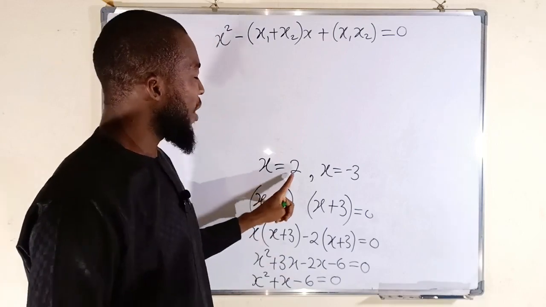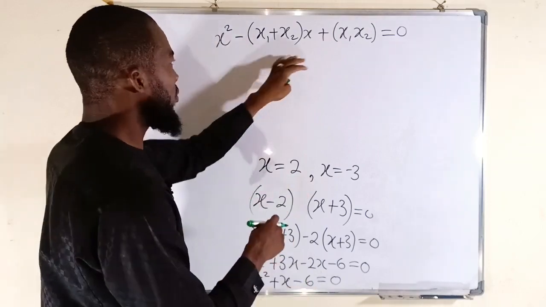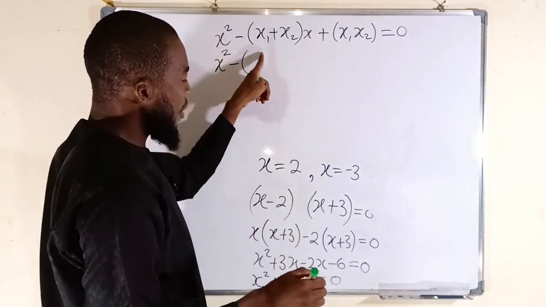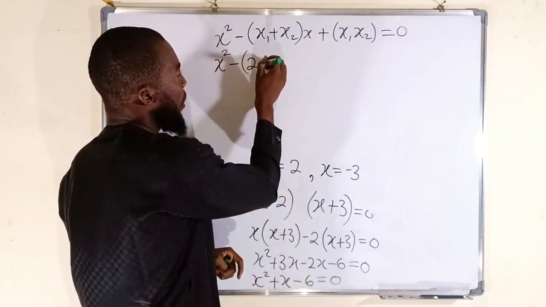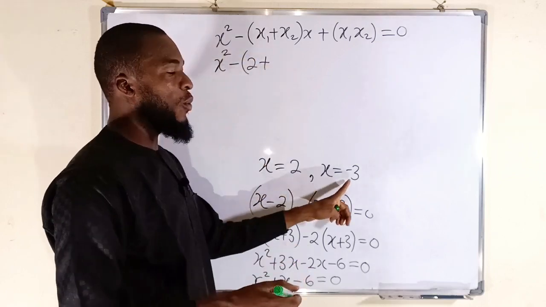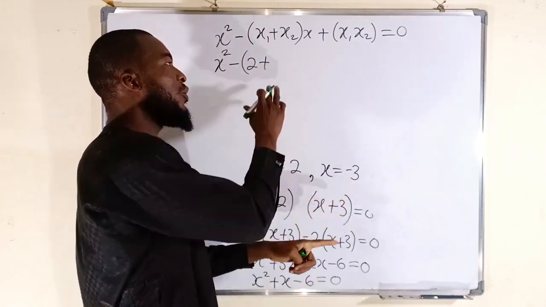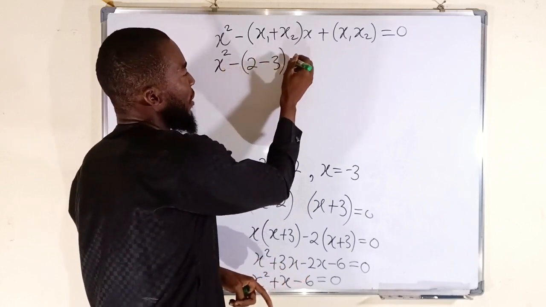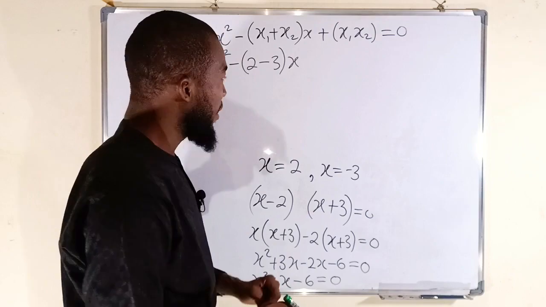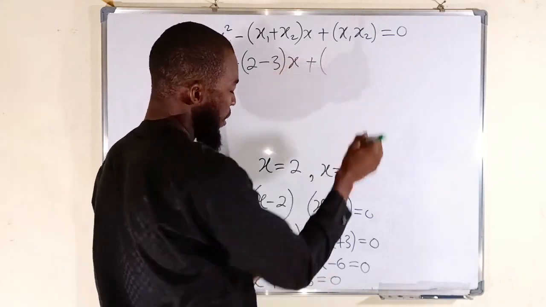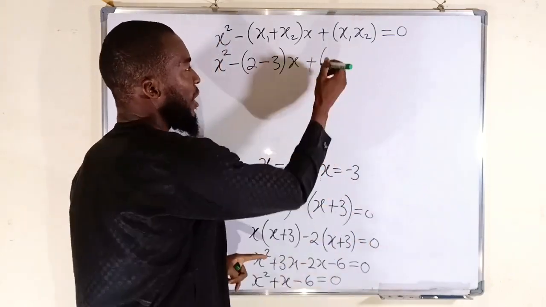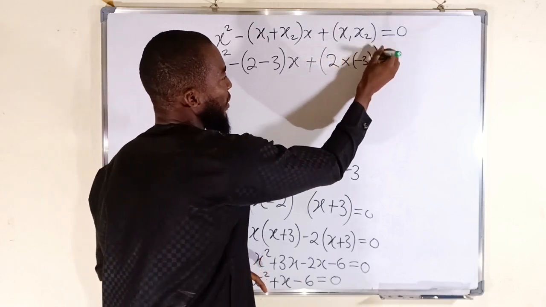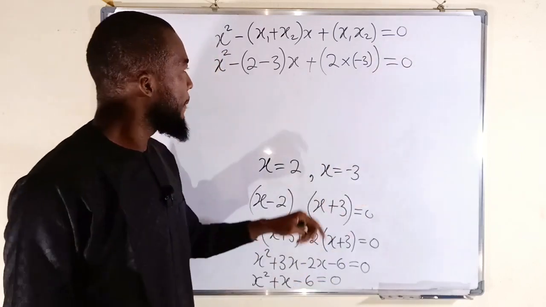So in this case, our roots are 2 and -3. So let us plug them here. This is x squared minus our x1, which is 2, plus, but this time around we have -3, which is going to overpower this positive sign. So we have -3 here. You multiply the result by x. Then you add. Here you're going to multiply them together. You have 2 multiplied by -3, right?